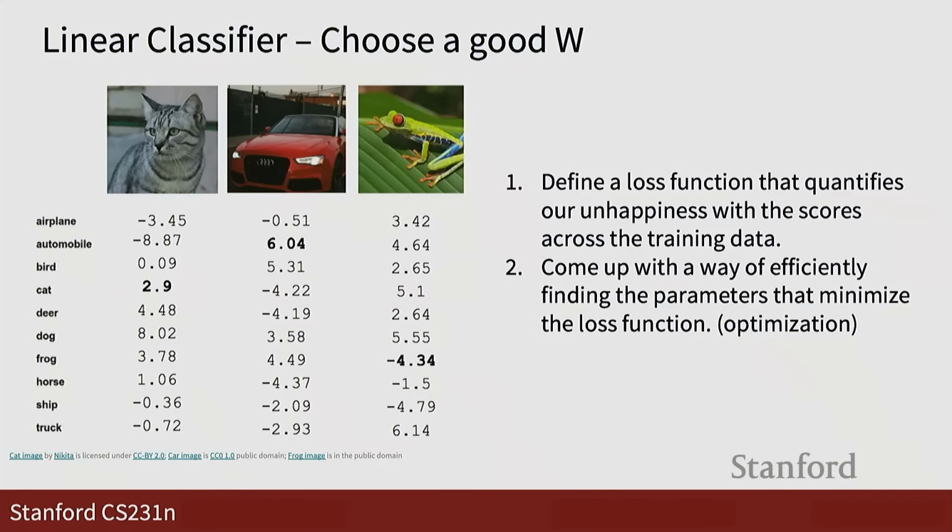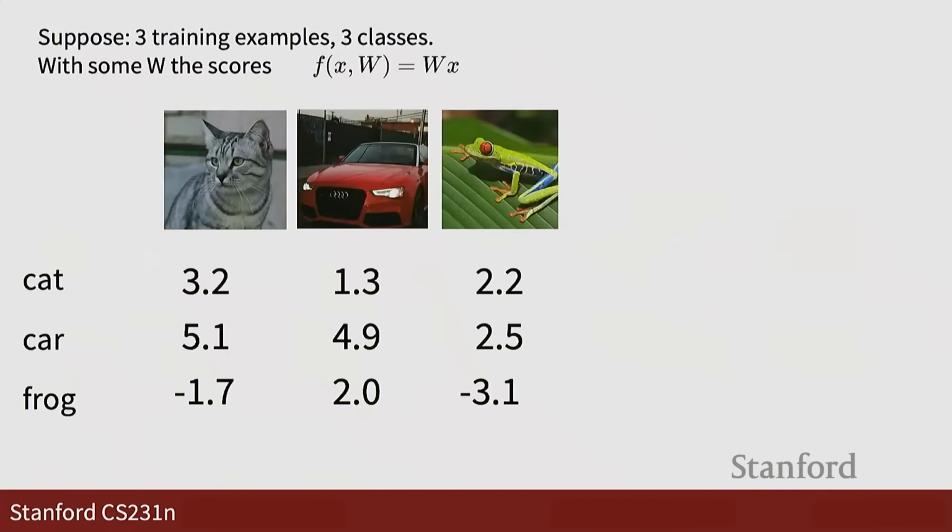And in order to do that, again for simplicity, let's look at an easier example, having these three classes, a linear function, as you can see here, and the three classes of cat, car, and frog.